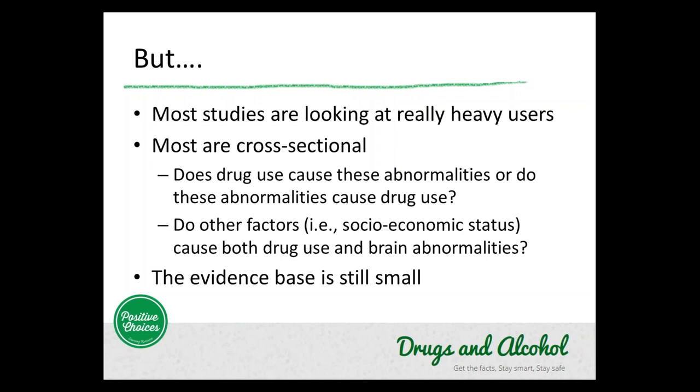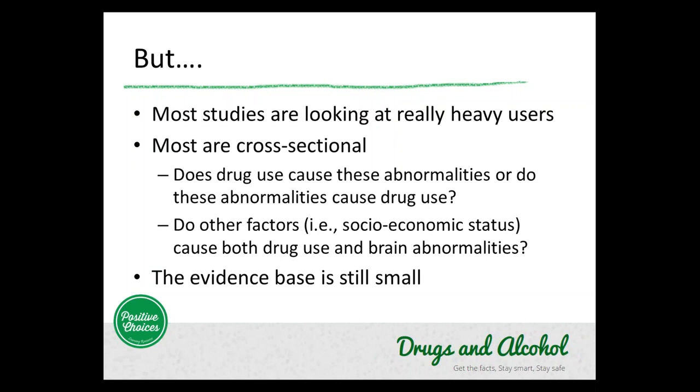Another limitation is that most of these studies are cross-sectional. And so what we don't know is whether drug use is causing these abnormalities that we're seeing, or whether these abnormalities exist already and they predispose adolescents to alcohol and drug use. We also don't know whether other factors, so things like socioeconomic status, cause both drug use and brain abnormalities. And really the evidence base is still small.